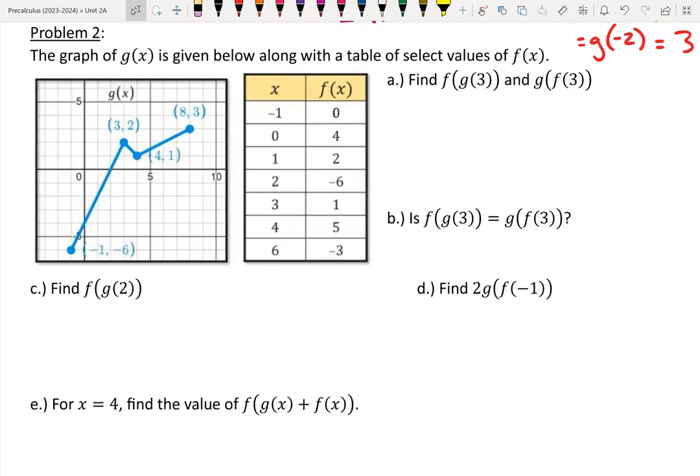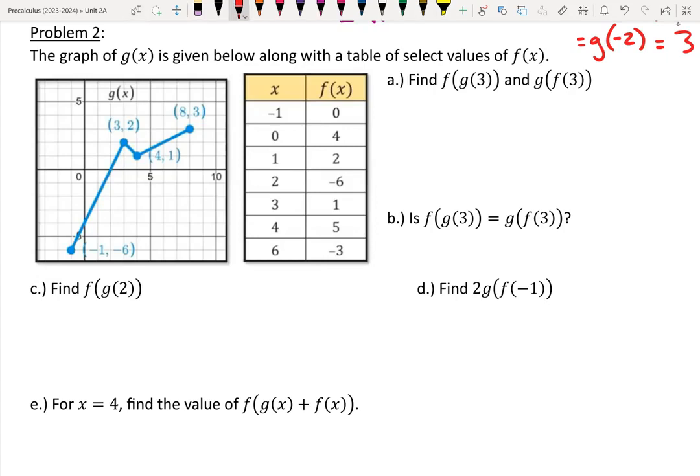What I want to look at is part D. What do we have different in part D than all the rest that we've been looking at? There's a number in front. But what do you think we would do with that too? Just multiply it. So we do exactly the same thing. We just do that operation that we have. So let's go ahead and do part D.